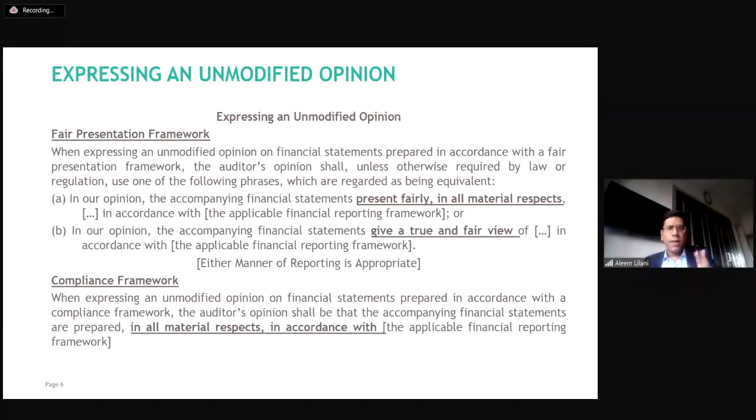Okay. The next part is the compliance framework. A compliance framework reporting is basically you only need to check whether the financial statement complies with a certain framework.